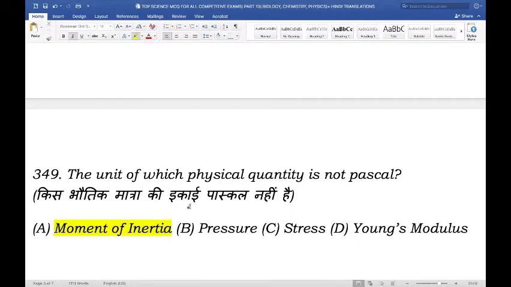Pascal is the SI unit of pressure and stress, and most commonly used as the unit of Young's modulus, which is defined as force of one newton that is exerted on unit area. Therefore, moment of inertia is not a Pascal unit. The unit for moment of inertia is mass times length squared.